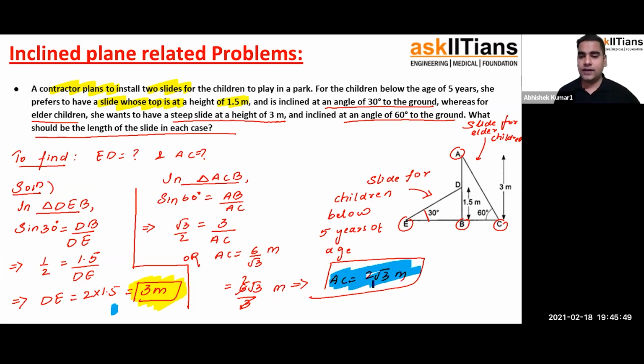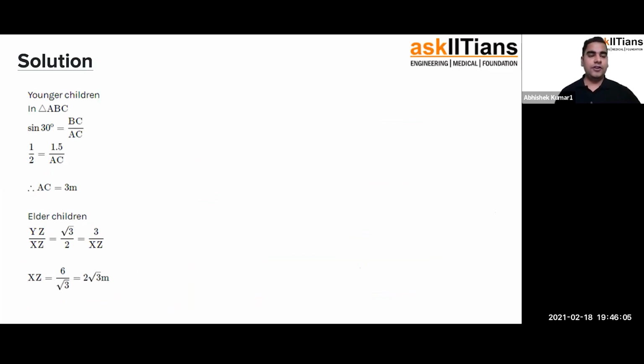Because we were supposed to relate perpendicular and hypotenuse, and it's sine which relates perpendicular and hypotenuse. Tan relates perpendicular and base. I hope it's clear. So this solution is for your reference, guys.